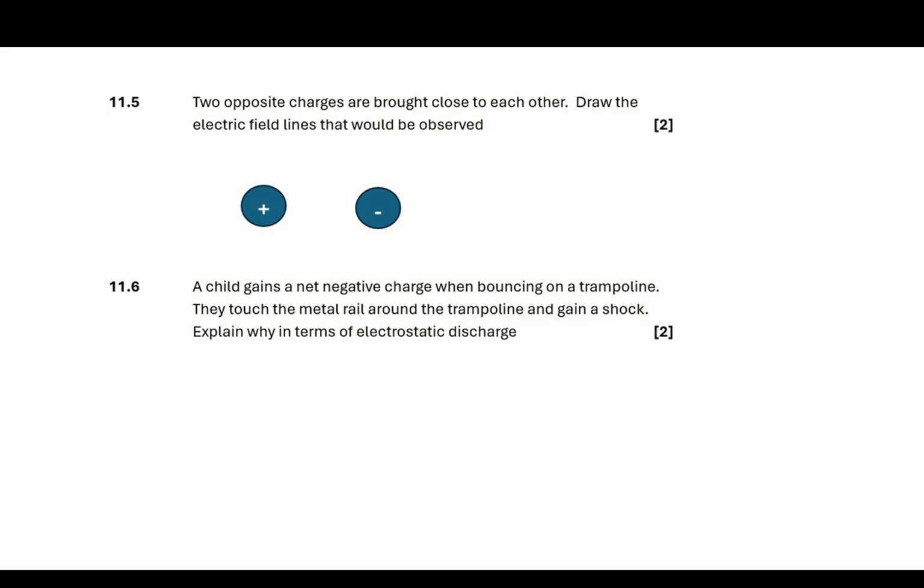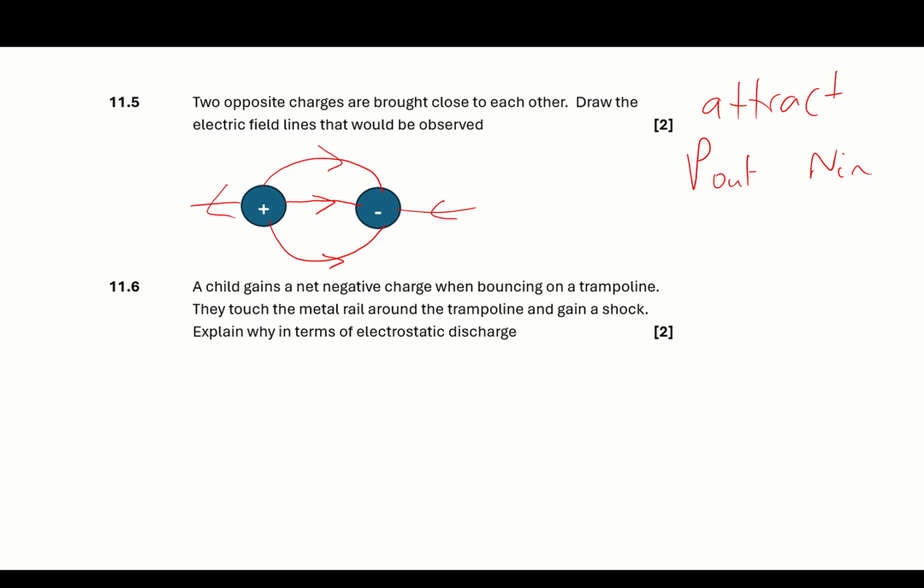So we know that they will attract. We know to use POUT and NIN. So now I can go line from there to there, line around the top, and they're going to go positive to negative because it's POUT. And then I can draw my other ones into the negative, out of the positive. There we go. And I wouldn't draw too many lines either. Keep it simple, and that way it's easiest to get the marks.